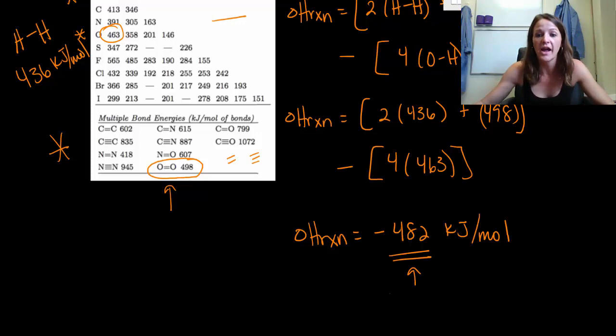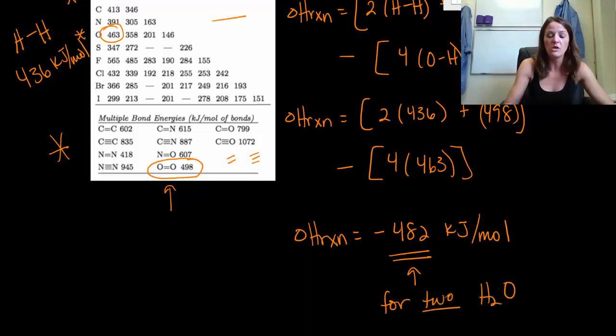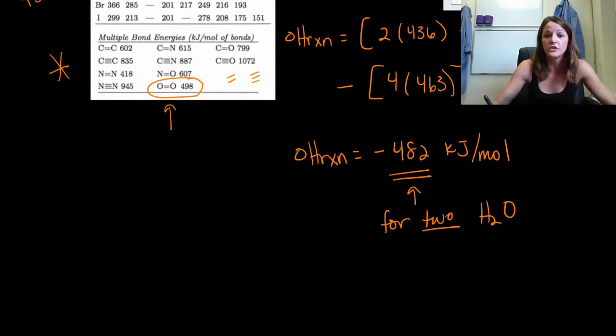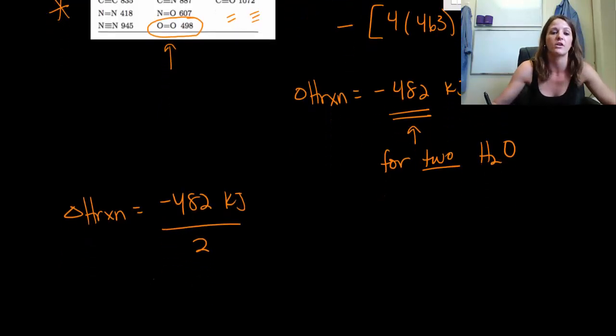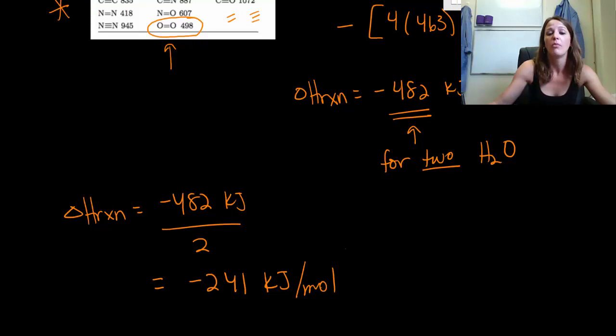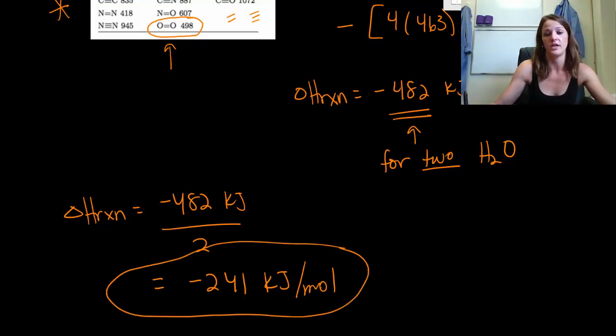So this is the number actually for 2 waters. Okay, but we want to know for 1 water. So all we do is we take our delta H of a reaction, which is equal to negative 482 kilojoules. We have to divide that by 2, and now we have our true answer. And so let me get that. That is actually negative 241 kilojoules of energy per mole. And that number makes total sense. Okay, it's negative. We predicted it would be negative, definitely exothermic, and we have this value here.